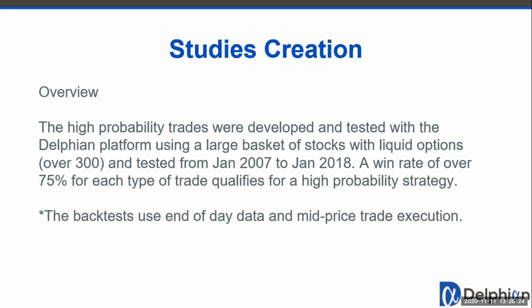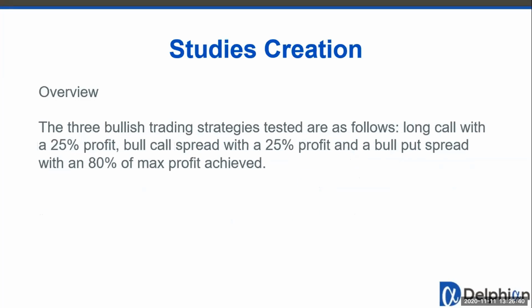So we had to refine things and test different trading strategies. And these are the best suited overall that we could find for the long call, bull call, and bull put. So what we're looking for is basically a 25% profit on a long call. The bull call's also 25, and then the bull put, we're looking for 80% of that max profit. So whatever you get paid with that trade, we want to keep 80% of it.